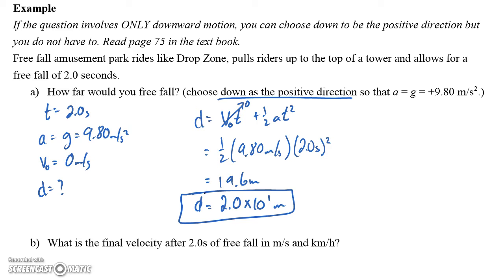Now that number being positive, we have to remember that we said down was positive, so that means that we fell 20 meters from that height in 2 seconds.